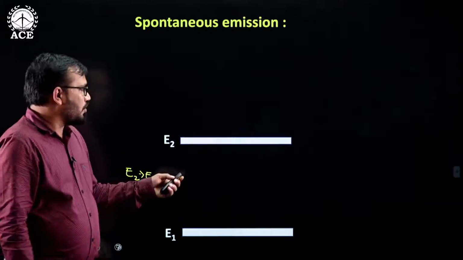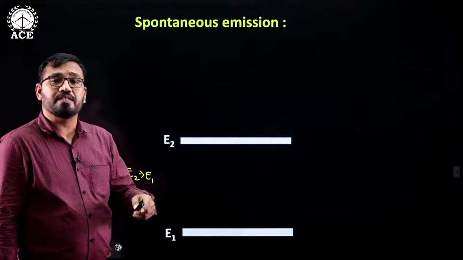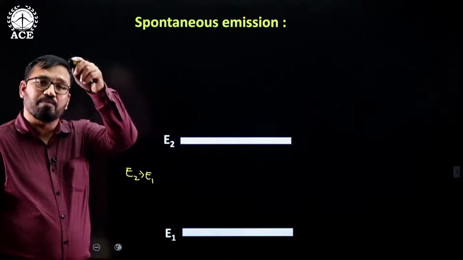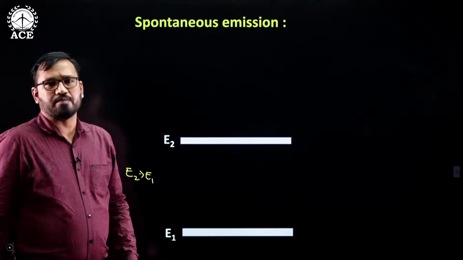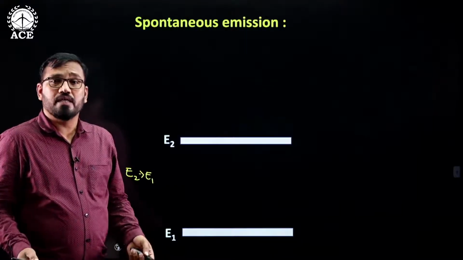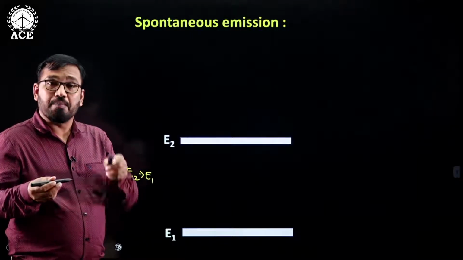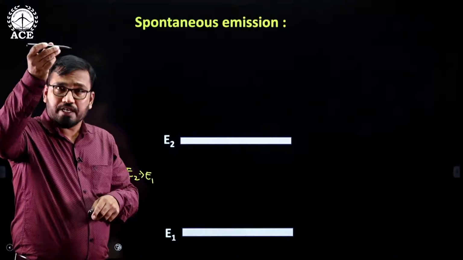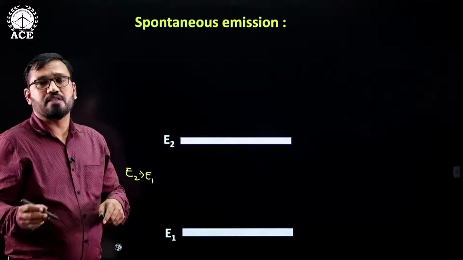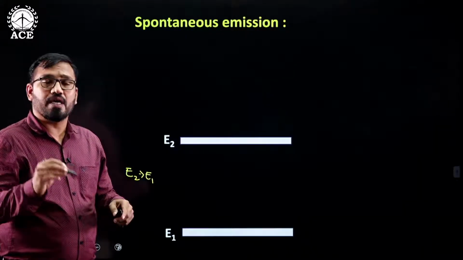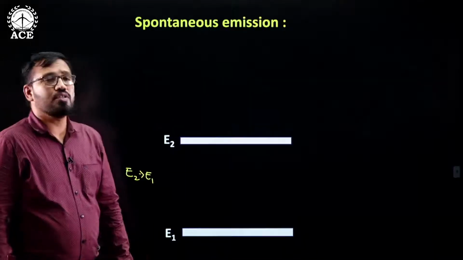Now, in emission: when the transition takes place from the higher energy level to the lower energy level, emission of a photon takes place. Absorption takes place when atoms move from lower to higher, they absorb energy. But emission takes place when the atom transitions from the higher energy level to the lower energy level, they emit energy. That is called emission of energy. Here two types of emission are there, and I am discussing spontaneous emission.